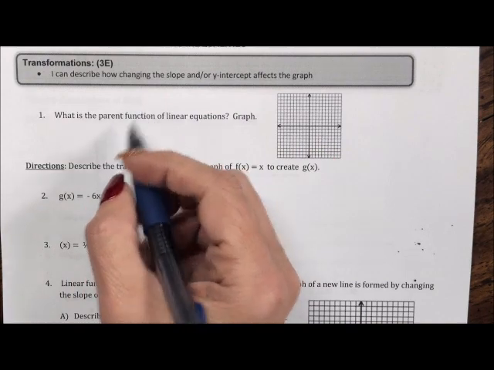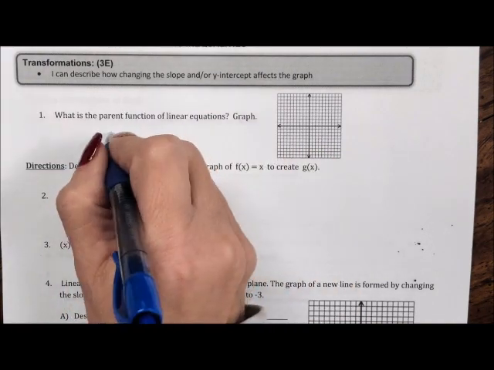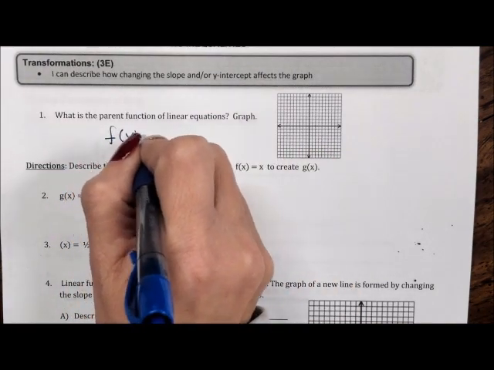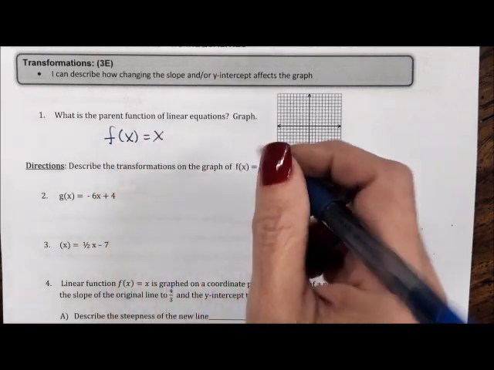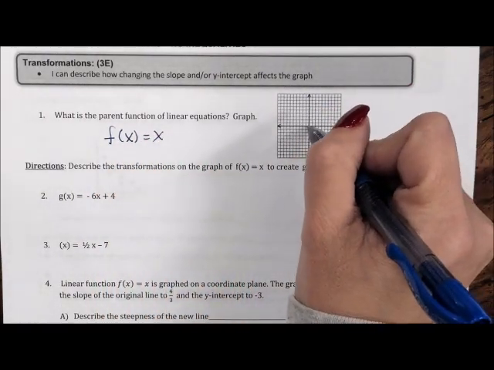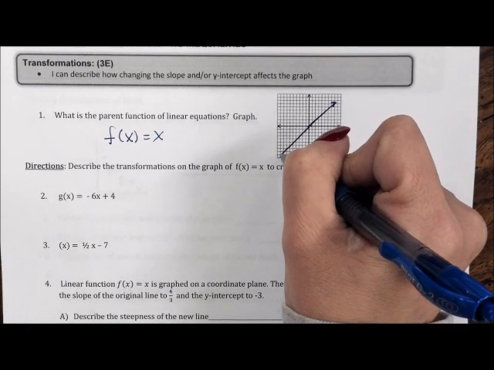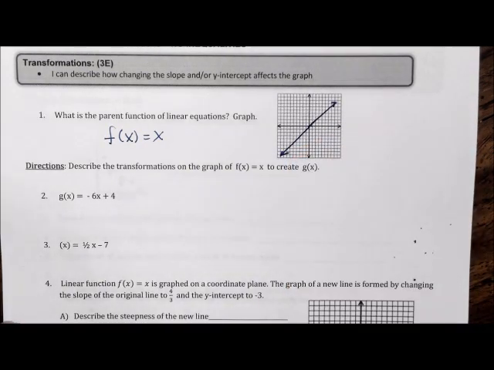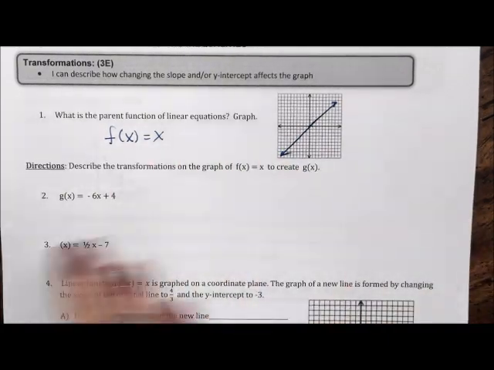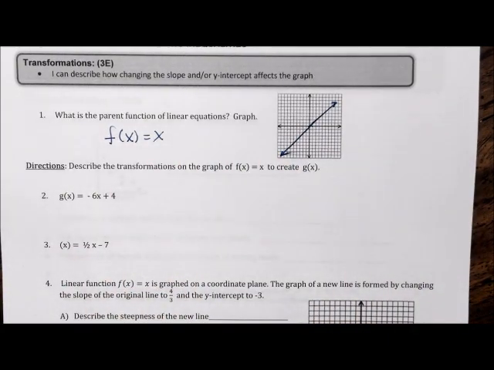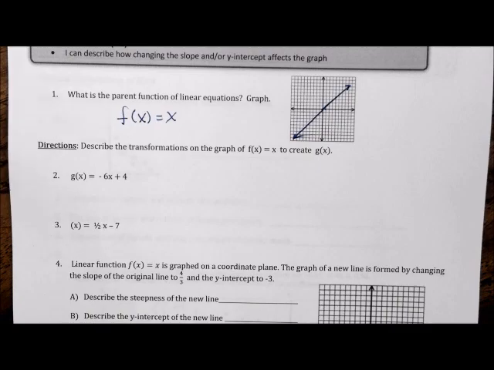What is the parent function of the linear equations? Well, the parent function is f of x equals x. It's plain, it's simple, it's boring. 0, 0, 1, 1, 2, 2, 3, 3. It goes through the origin, right, like that. So remember, with your parent functions, it is plain, simple, and boring.